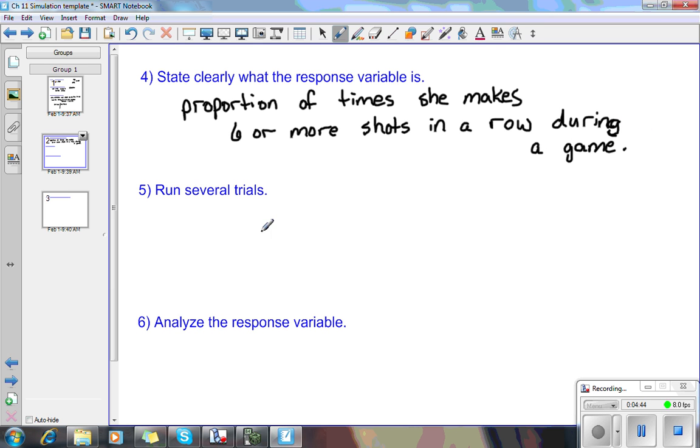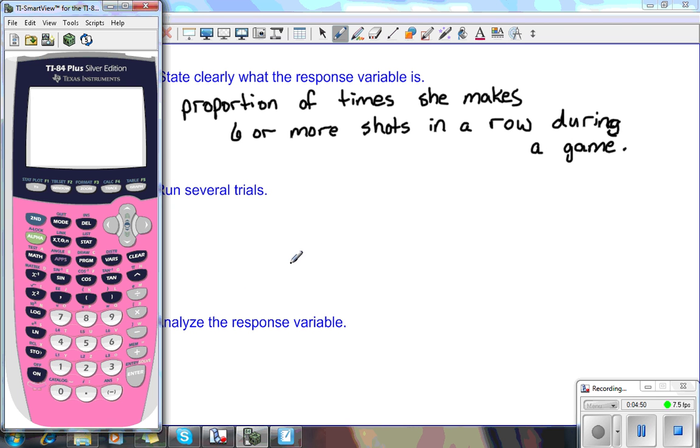Run several trials. Okay, so we're going to get our calculator and we are going to run some trials. So, math, probability, number 5. So I want to choose numbers from 1 to 100 and I want to choose 20 of them.